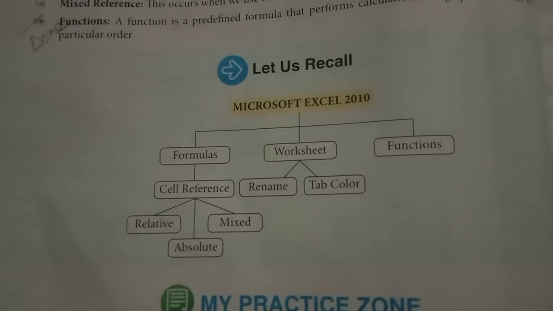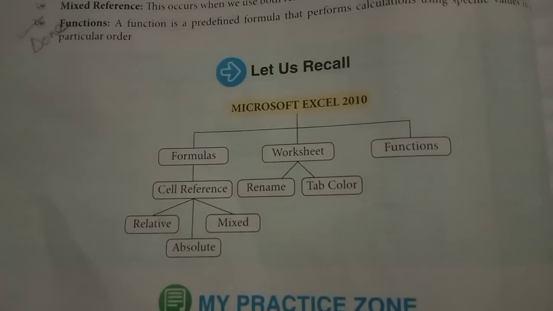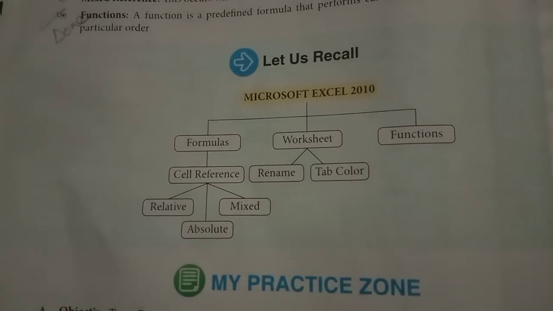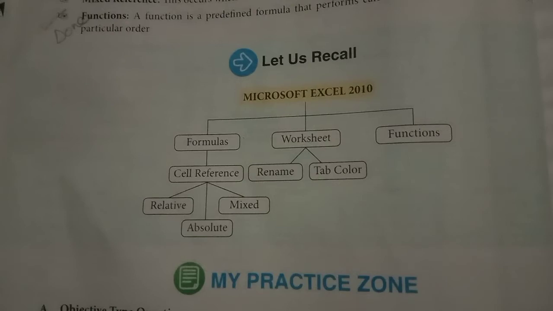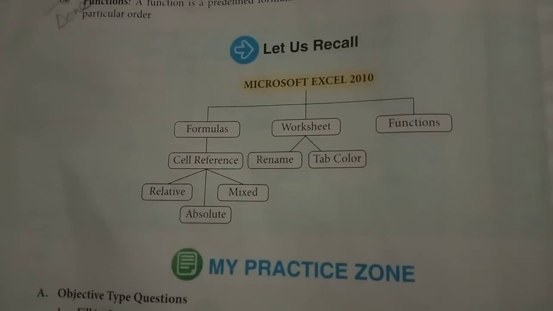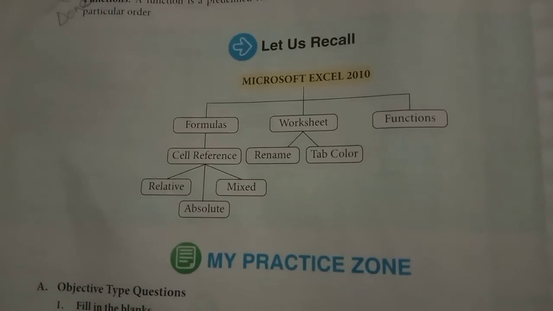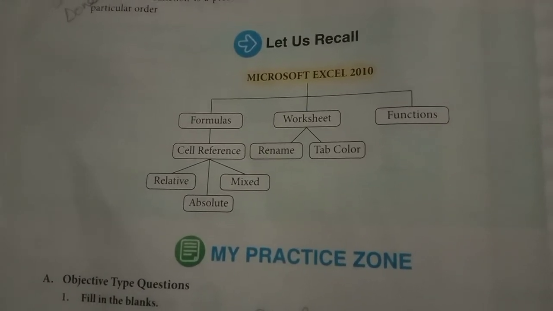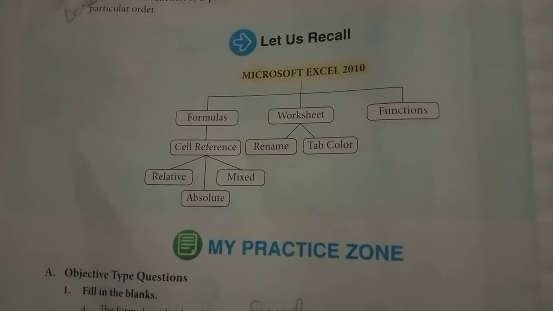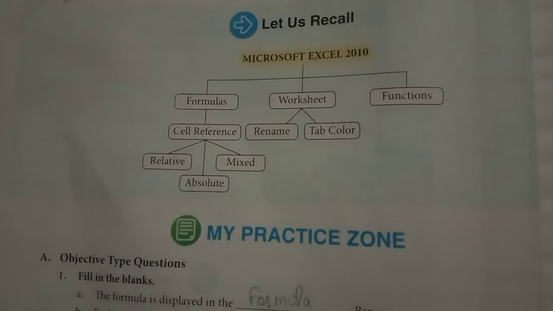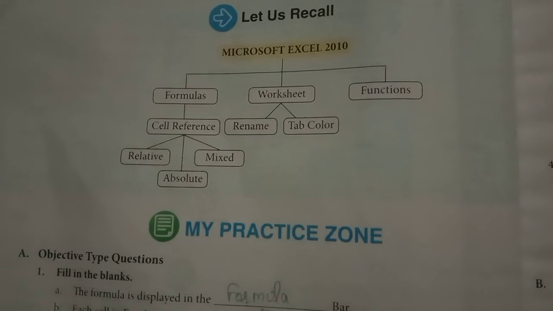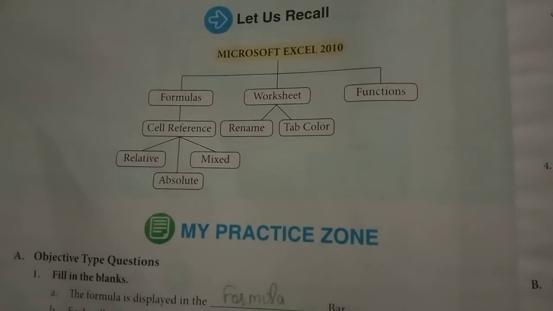What is this diagram? This diagram tells you so many things. Let me explain. Microsoft Excel 2010. What is Microsoft Excel 2010? It contains three things: formulas, worksheets, and functions. In formulas, cell references are there. There are three types of cell references: relative, absolute, and mixed reference. I already defined all three references, so you can watch the same video again and again, right?